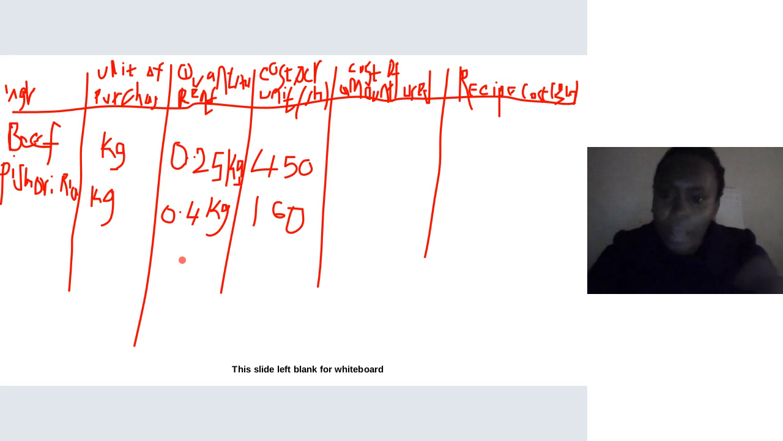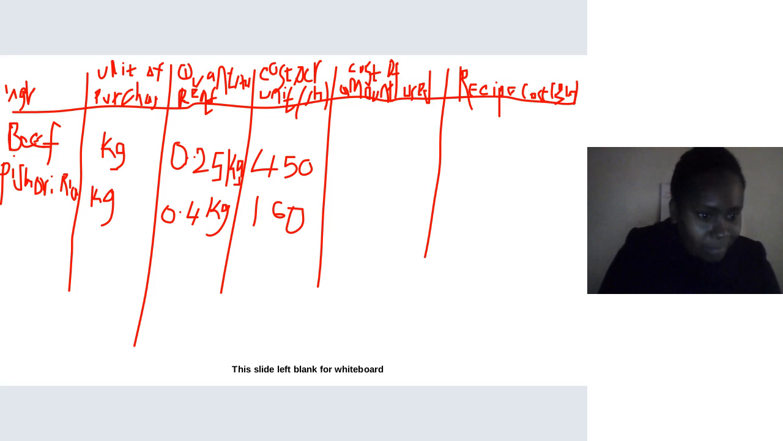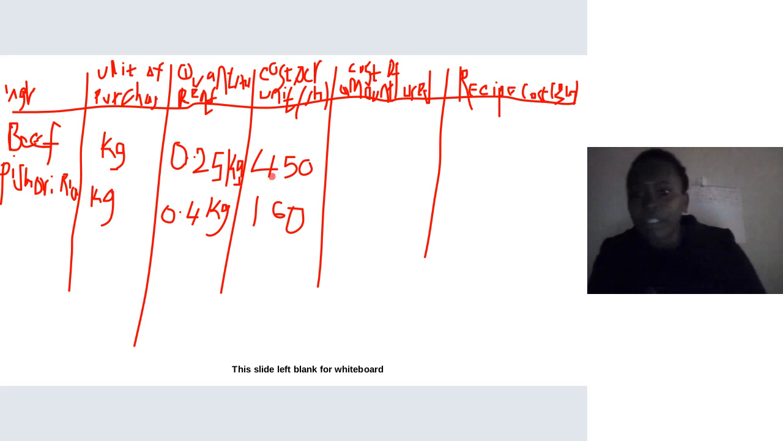Okay, so now we had an empty table, and now we are filling in things from our recipe. So now this times this, you can do it on your calculator. What do you get? 0.25 times 450. What does that give you? 112.5. Yes, 112.5.